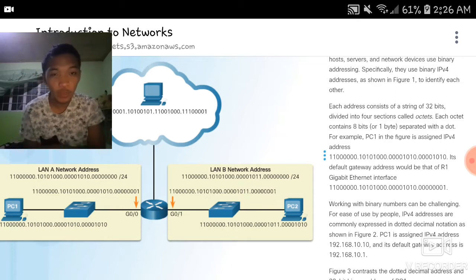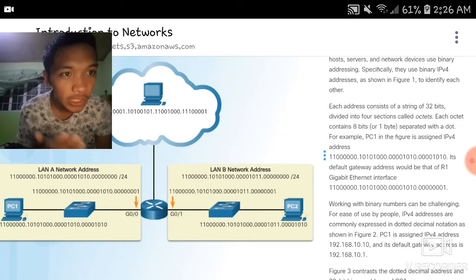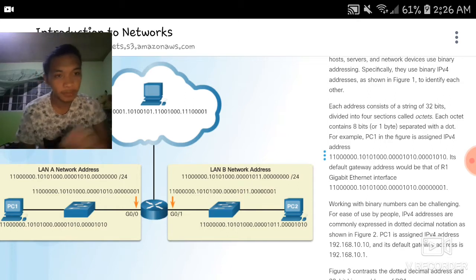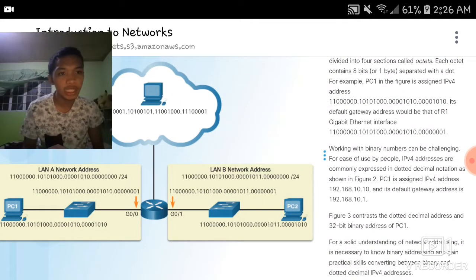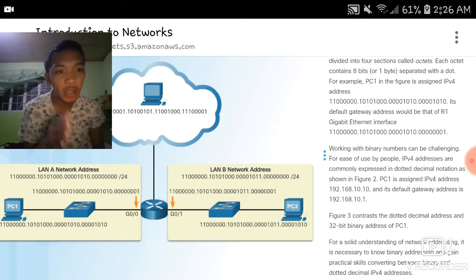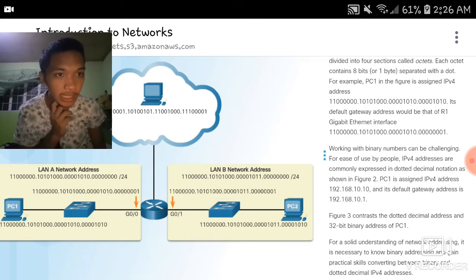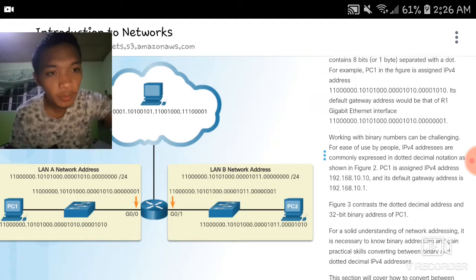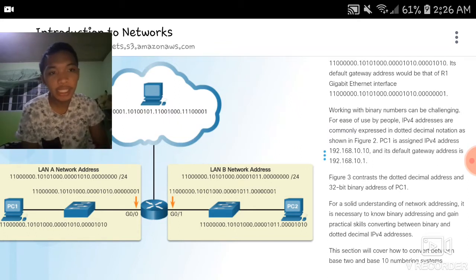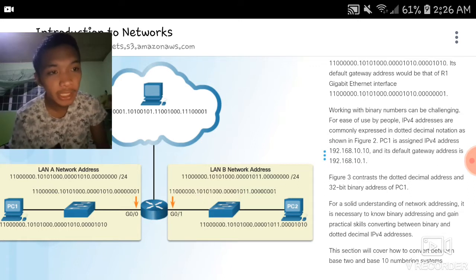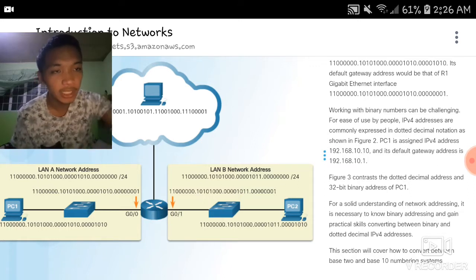For example, PC1 in the figure is assigned an IPv4 address. Working with binary numbers can be challenging for people, so IPv4 addresses are commonly expressed in dotted decimal notation as shown in figure 2. For a solid understanding of network addressing, it is necessary to know binary addressing and gain practical skills.